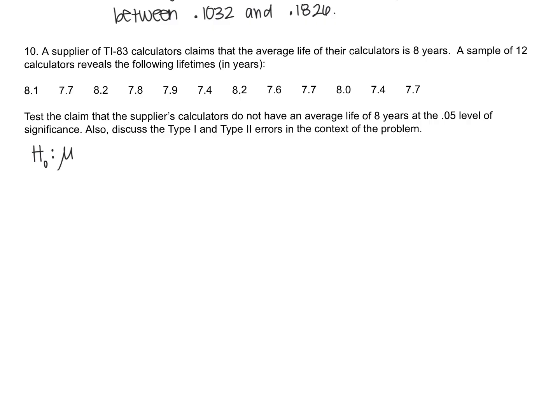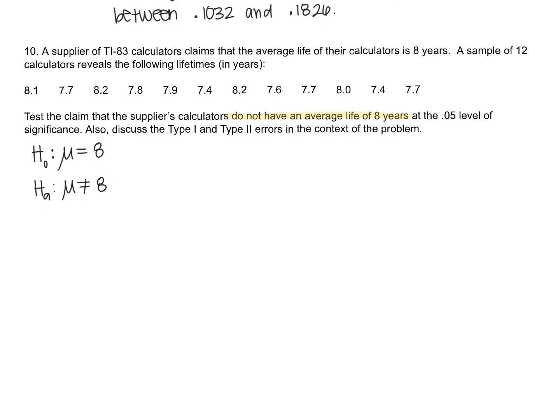So our null hypothesis is going to be that mu equals 8, which is their claim. The alternative hypothesis is going to be that mu does not equal 8. So in the question, it says do not have an average life of 8 years. So that tells me that my alternative hypothesis is does not equal. So we're not trying to show specifically that it's more than or less than, just that it's not 8.